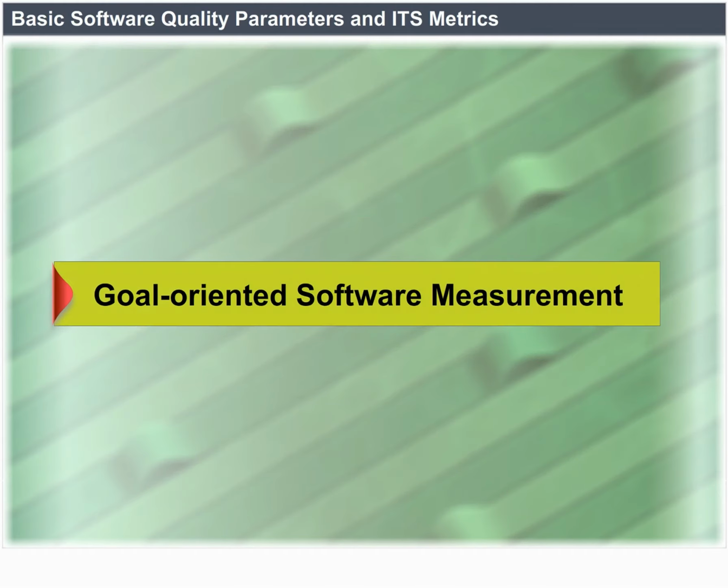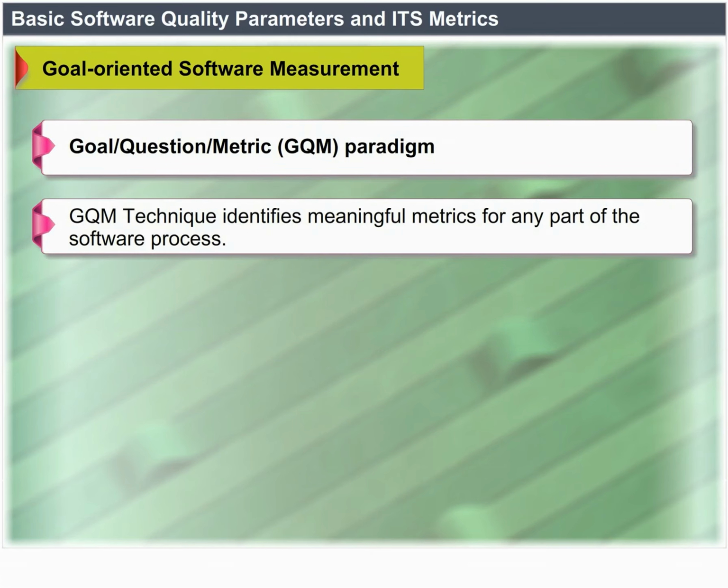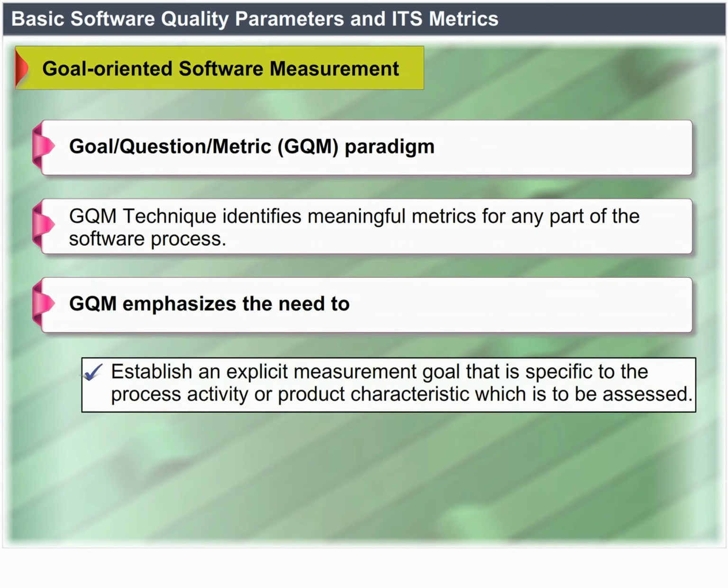It should work in a variety of programming languages and system domains. Goal-oriented software measurement: Goal, Question, Metric, the GQM paradigm. The GQM technique identifies meaningful metrics for any part of the software process. GQM emphasizes the need to establish an explicit measurement goal that is specific to the process activity or product characteristic that is to be assessed.